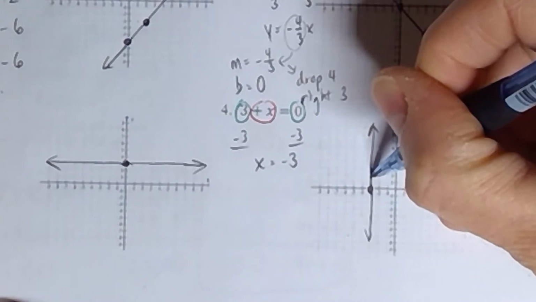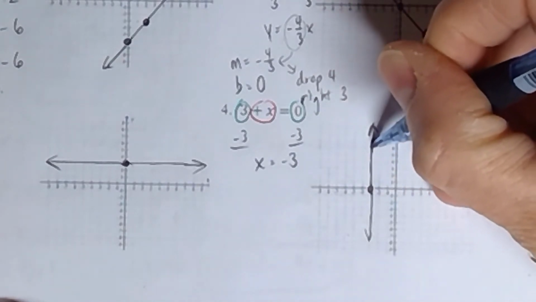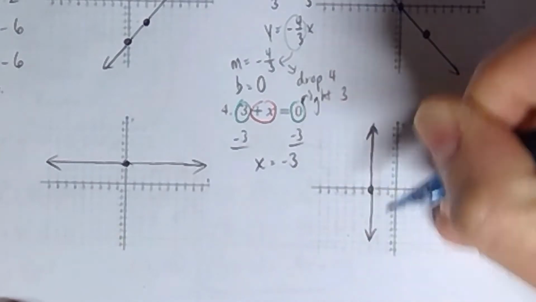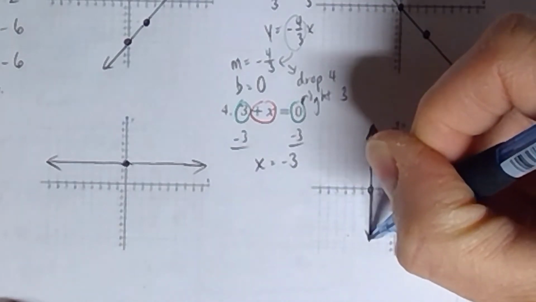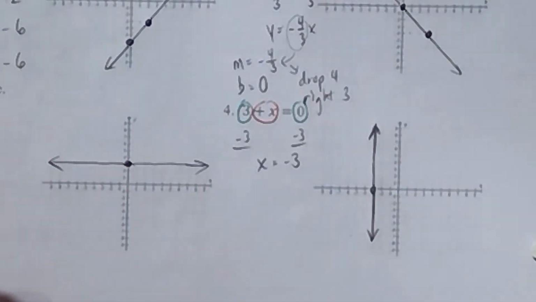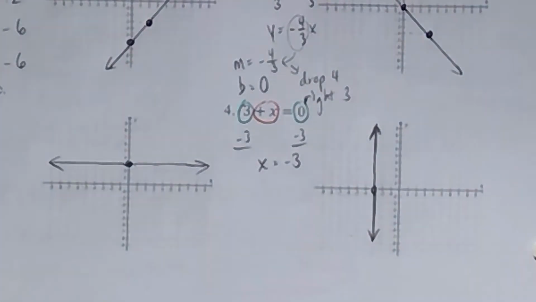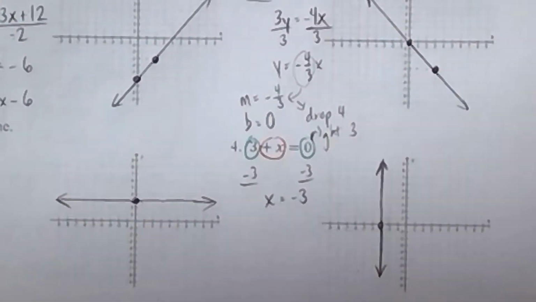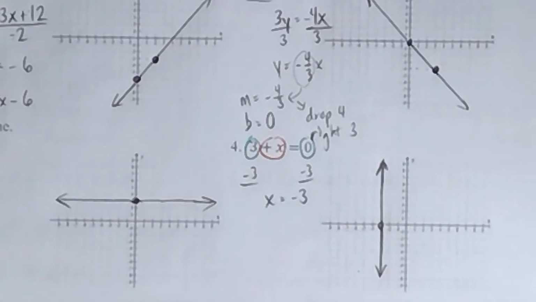Mine is not the most straight line there, and I'm not expecting perfection. Just so long as your graph reasonably looks like a line, it doesn't need to be perfect. Make sure it's not completely crooked. Make sure it's close to being a line, and I'm okay with that. But that's what it looks like. Okay, so that is how you graph lines when a variable is missing.